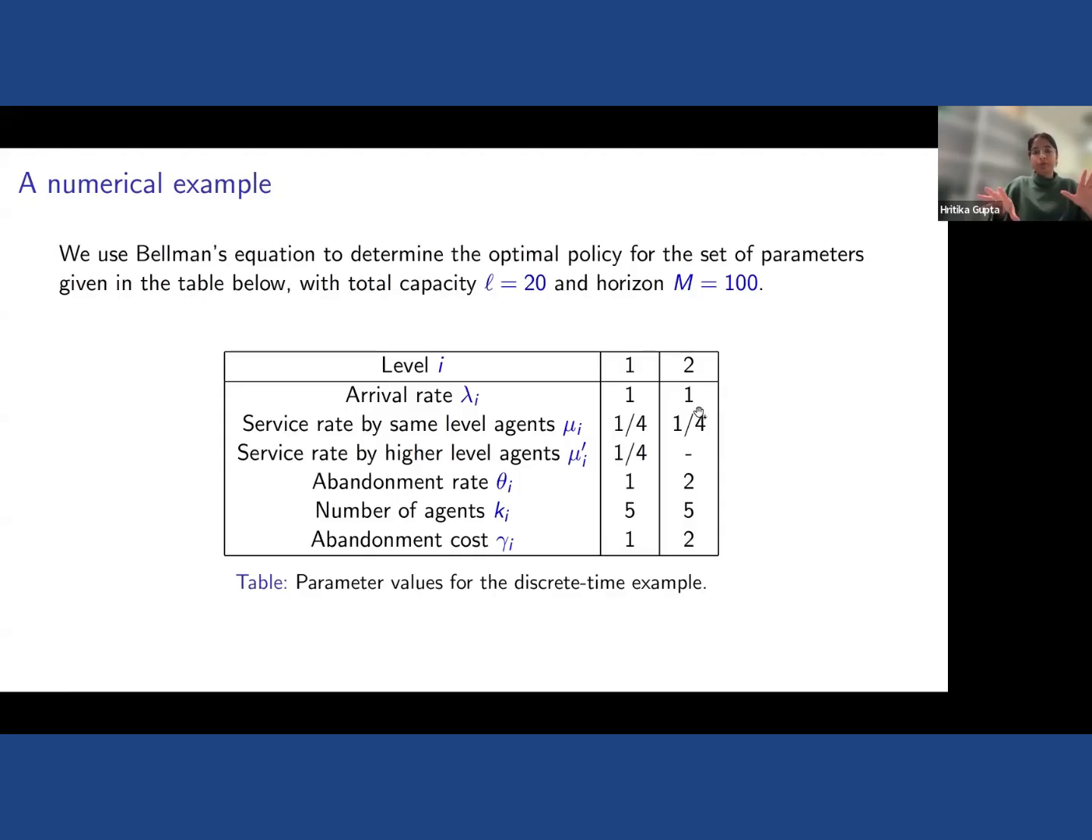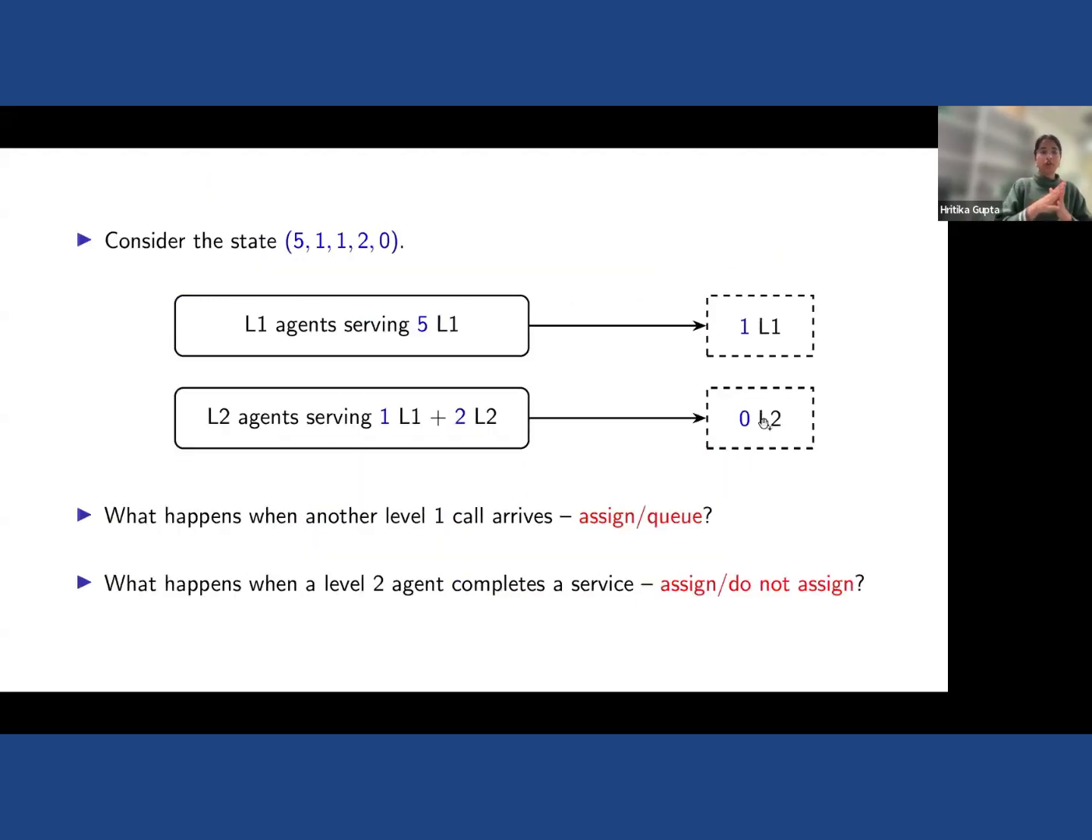So you can think of this set of parameters as something for an airline call center, where level 1 customers are the economy class customers and level 2 customers are business class customers. They are paying more, so they expect better service, hence they're less patient. And if they abandon, they cost twice as much as if level 1 customers abandon to the airline. So again, just a small example to show how this exactly works.